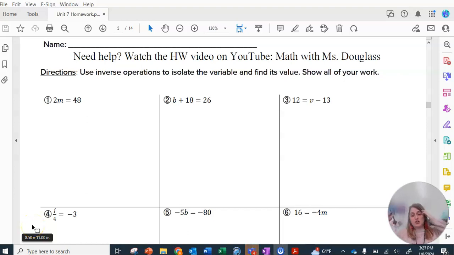All right, so we have algebra, my favorite kind of math, and we have algebraic equations that we are going to solve. No pictures, no drawings, you don't have to write the equation. I gave them to you. You just need to isolate your variable.